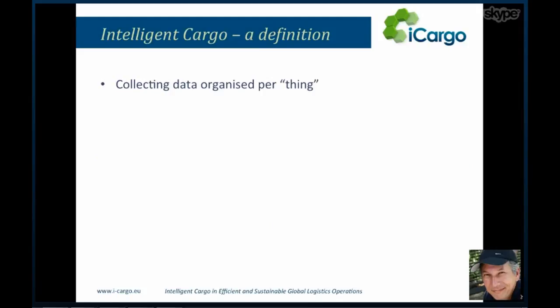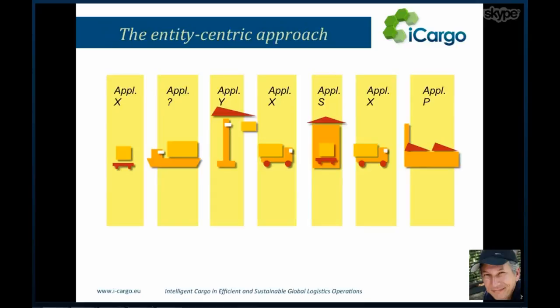First of all, we have to establish a common definition of what we mean by intelligent cargo. For our purpose, we have defined it as collecting the information around or about one thing, one object, and providing secure and controlled mechanisms to share that information. In short, we call this the entity-centric approach.